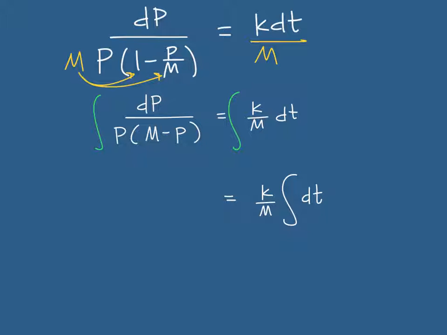How am I going to integrate what's on the left? I'm going to need partial fractions, because P and M minus P is a factored expression. So this would be A over some P plus B over another M minus P, and the whole thing has the dP on it still.